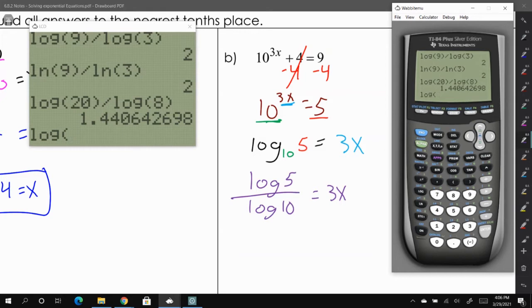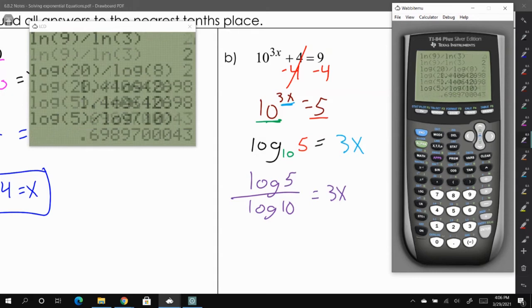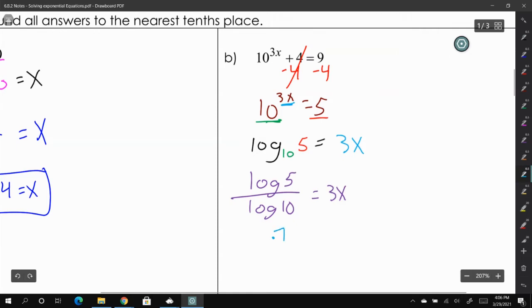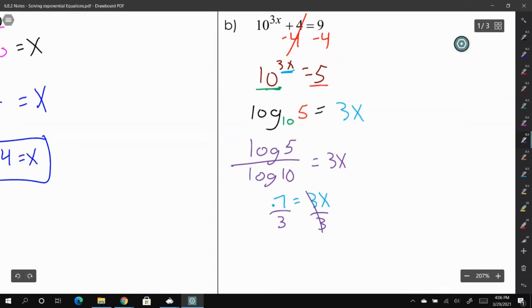So now log 5, close the parentheses. That's a common mistake people make, is not closing the parentheses. And we get 0.6989. So let's just round that up to 0.7. So 0.7 equals 3x. And then when I divide both sides by 3, I get 0.23 is equal to x. And that's what we get there.